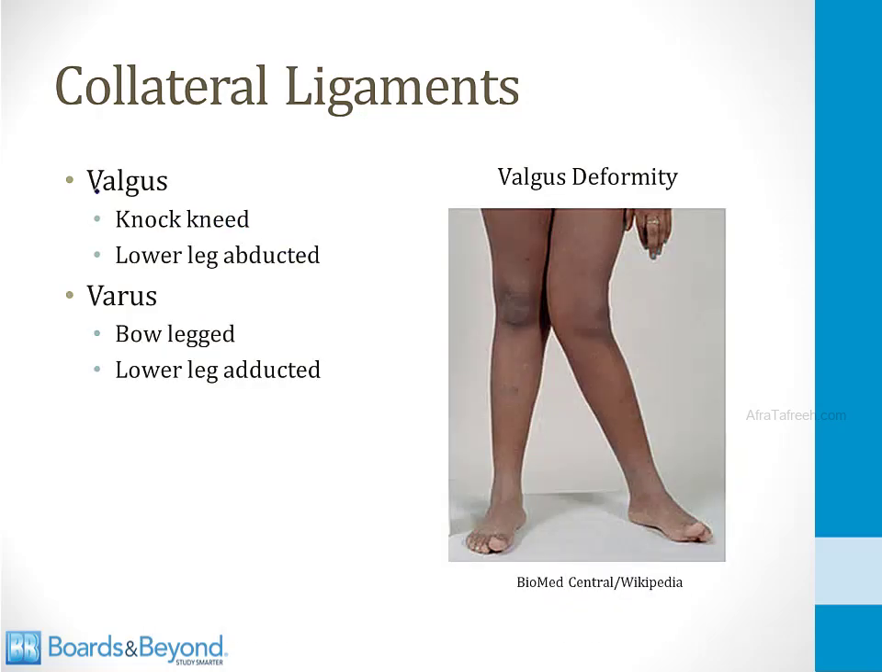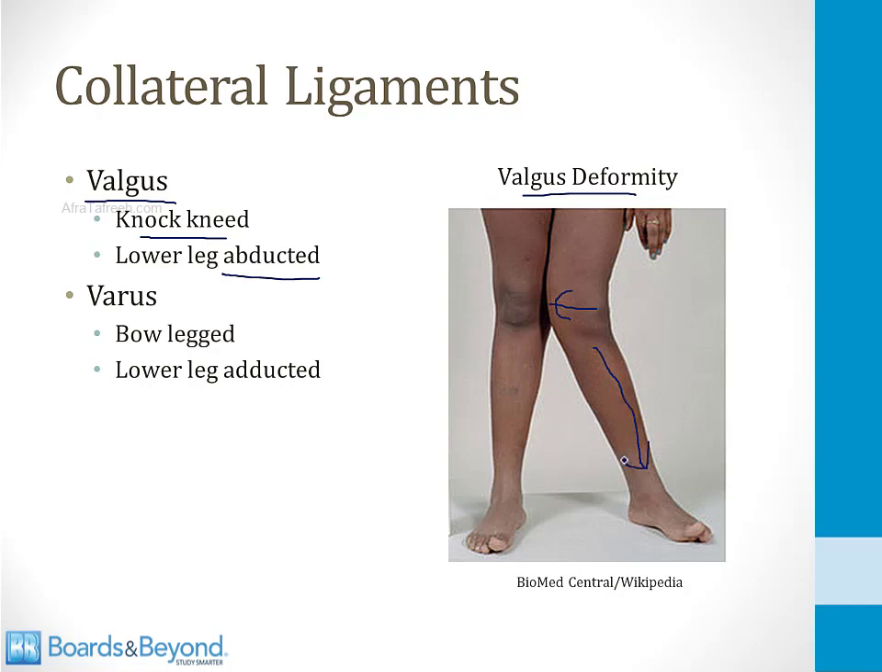A valgus deformity of a joint means that the distal bone in a joint moves away from midline. So in the case of the knee, a valgus deformity means that the patient will become knock-kneed and the lower leg will be abducted or moved away from midline. Shown on the screen is a drawing of a valgus deformity, and you can see that this person's knee is pushed towards the middle so that the person is knock-kneed. The lower leg is pushed away from the midline or out. That means the lower leg is abducted.